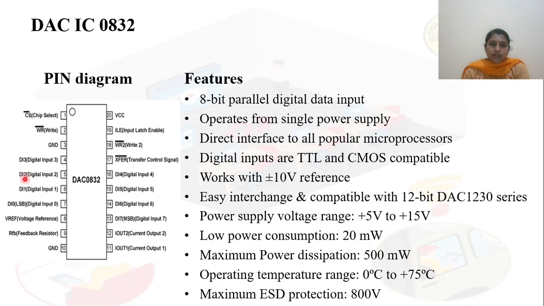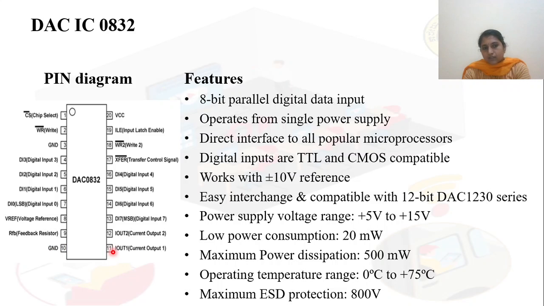This one, DI3, DI2, DI1, DI0, DI4, DI5, DI6 and DI7. These are the digital inputs, 8 digital inputs. DI0 is the LSB and DI7 is the MSB. Pin number 9 is used for connecting the feedback resistor. So feedback resistor is connected to this pin number 9, RFB. Pin number 10 is the ground.